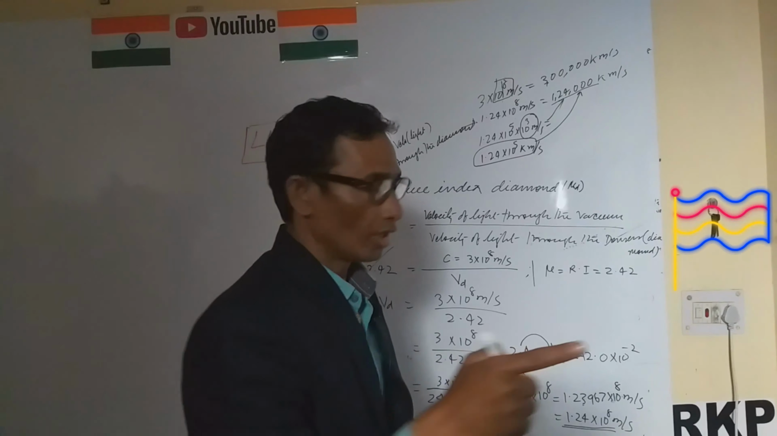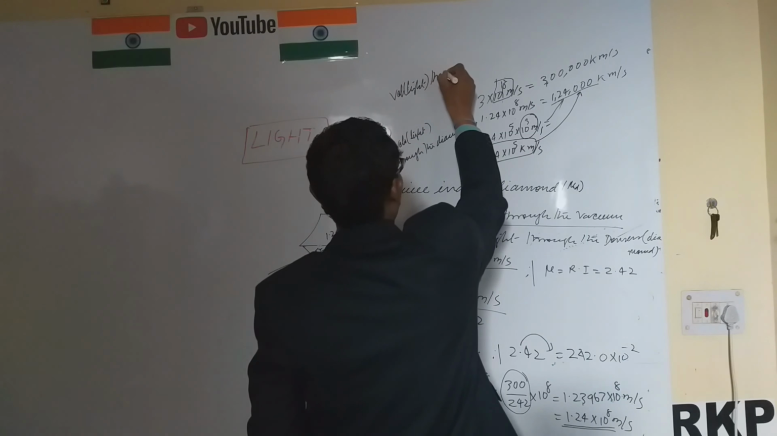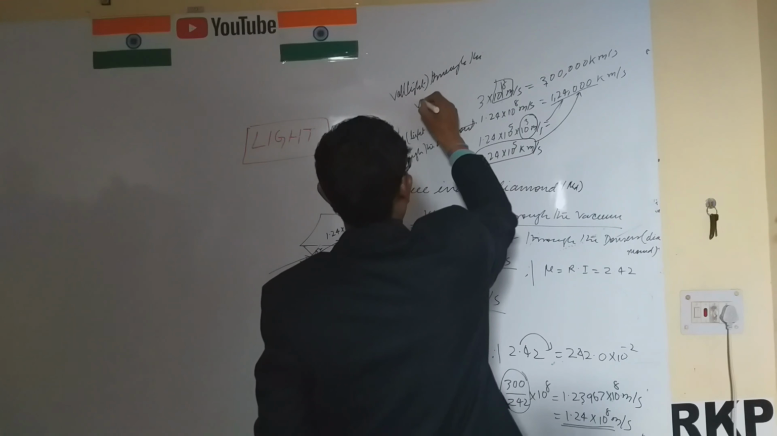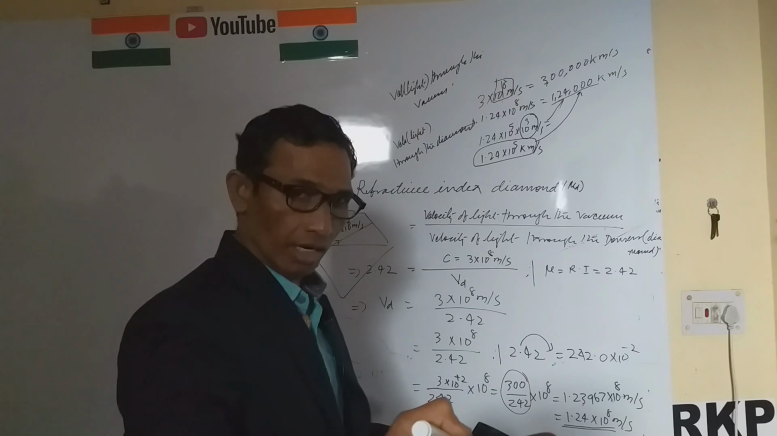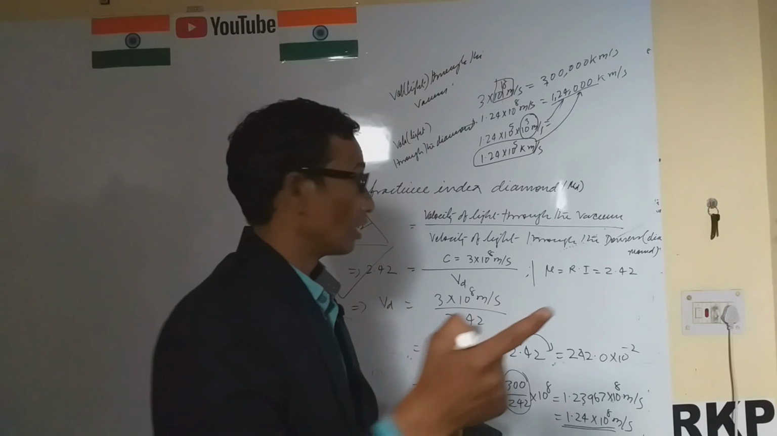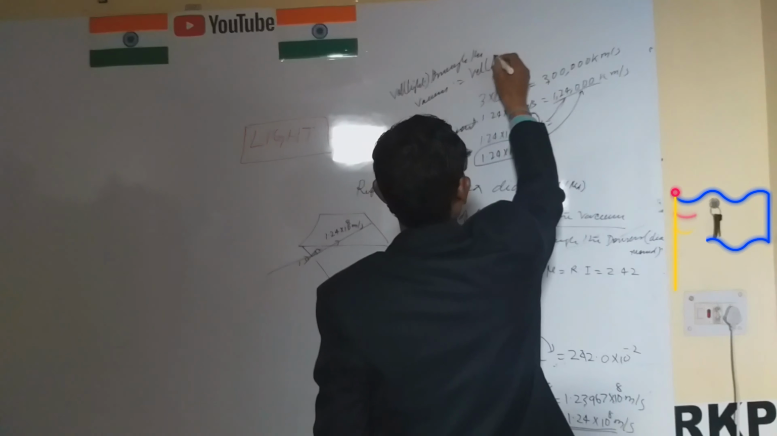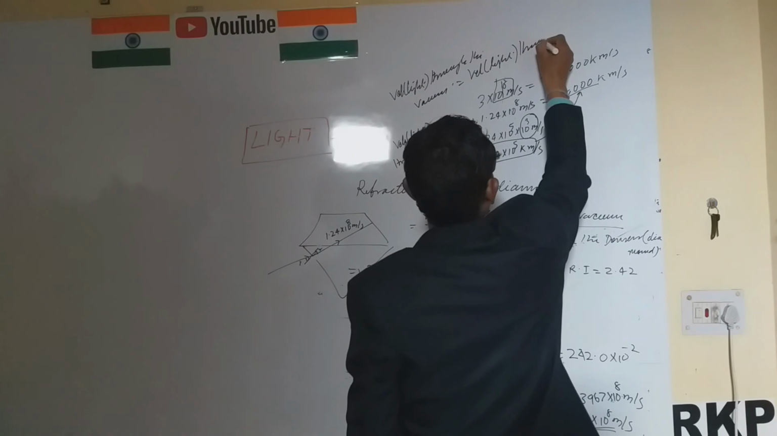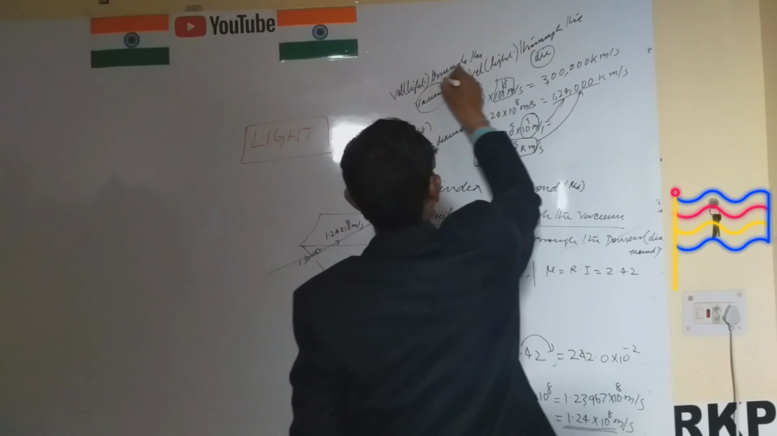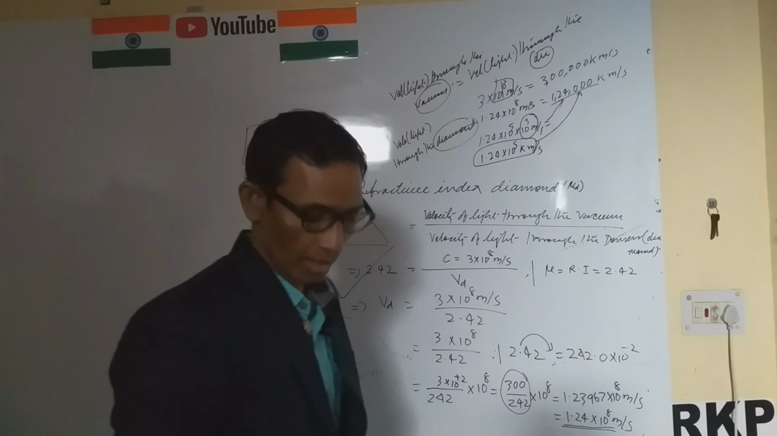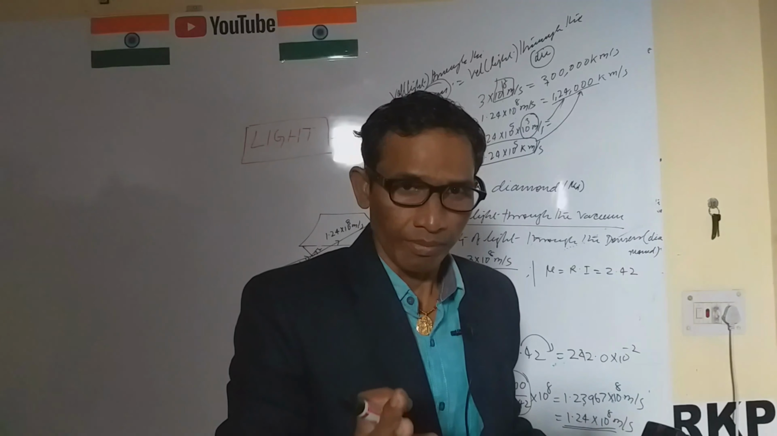And velocity of the light through the vacuum. Velocity of light through the vacuum. Velocity of the light through the rarer medium, that is air. Also the same thing, this is equal to the velocity of light through the air, vacuum, and this is the diamond. Just the difference, it is the reason behind it.